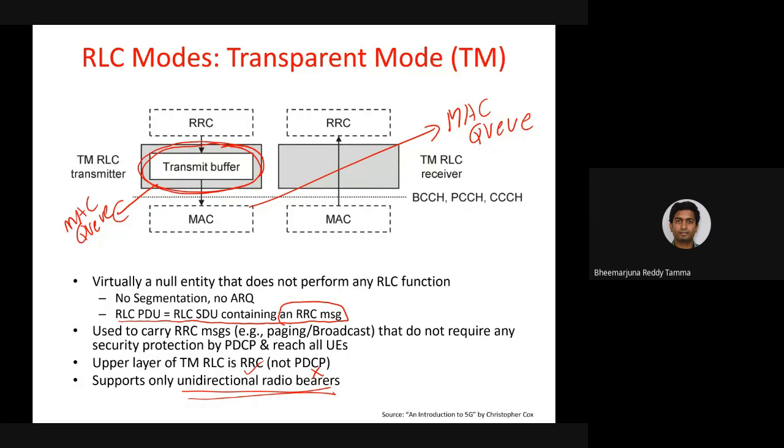And we use this transparent mode to carry these 3 channels. I will come back and explain what all these channels are, but at the high level, you can assume that these channels carry the broadcast information. So all the information about what the cell ID is, what the configured frequency is, what transmit power is allowed, and what modulation schemes are allowed. All that information is carried in the broadcast common control channel.